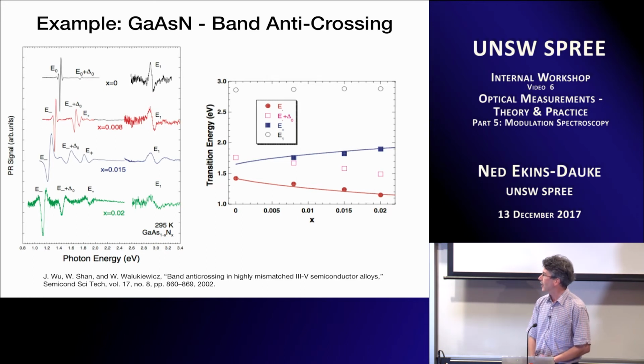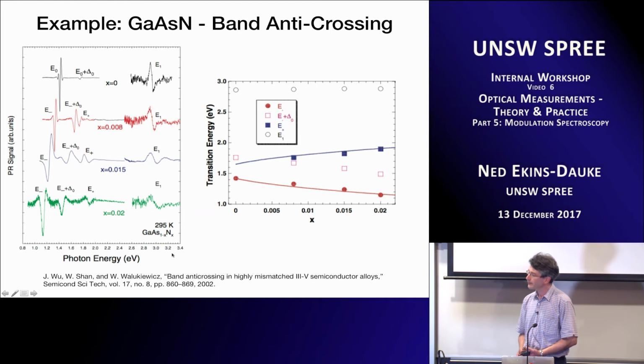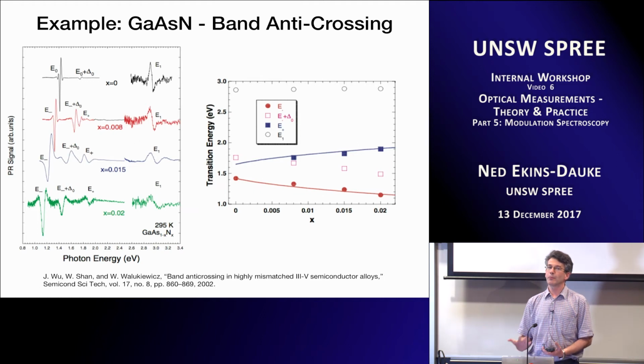And then, we add more nitrogen, the splitting gets bigger, and just for fun, we're measuring E1 here, and we see that E1 doesn't change very much. So from a relatively simple optical measurement, we can get really important information as to what's going on in our material when we're adding, in this case, nitrogen.